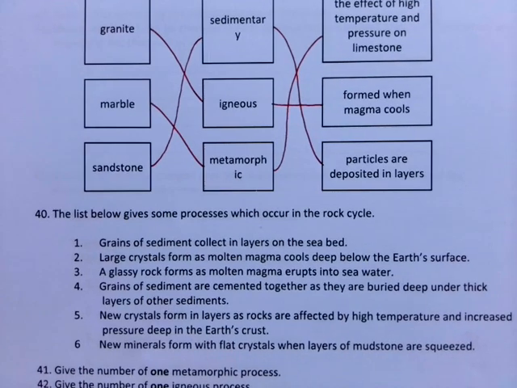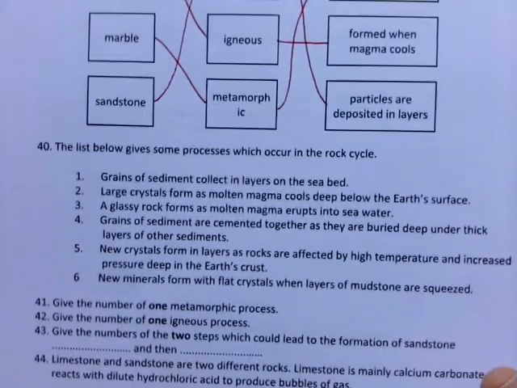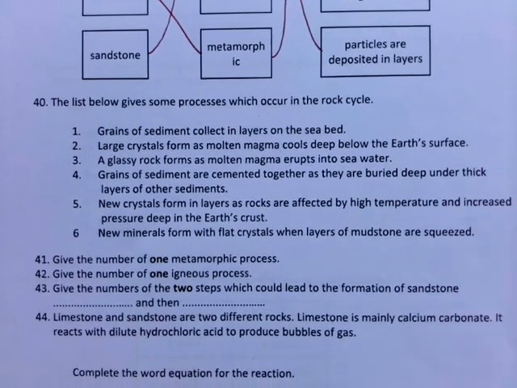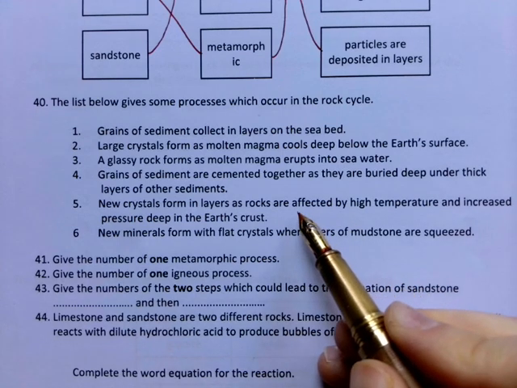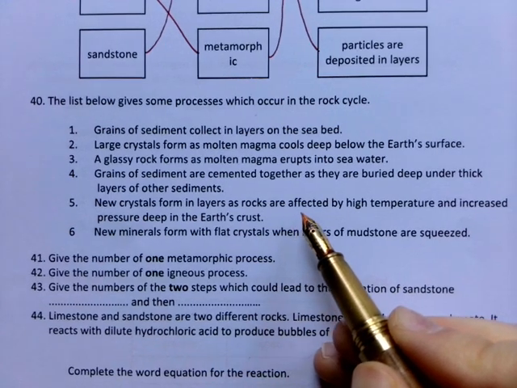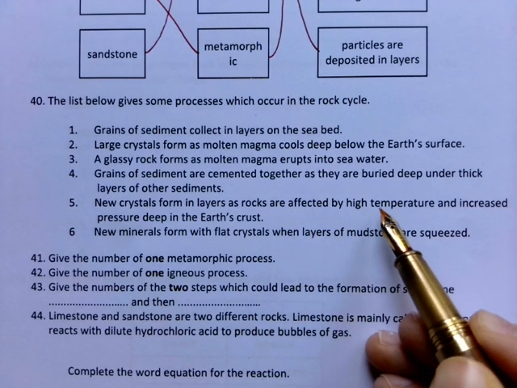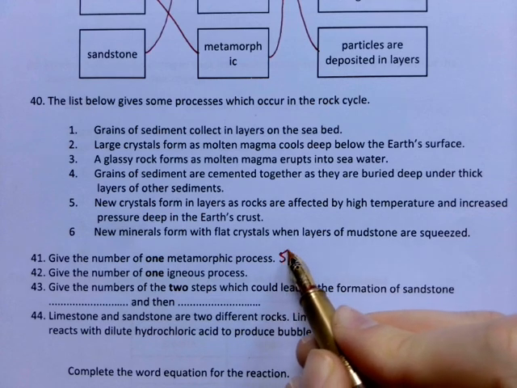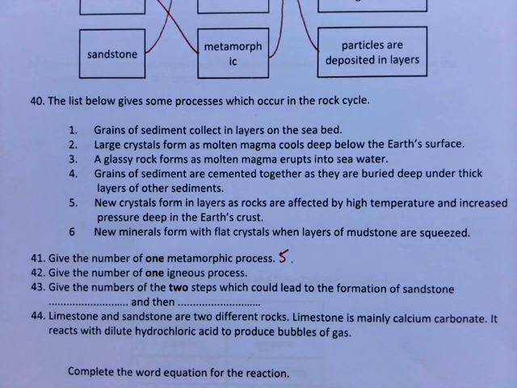The list below gives some processes which occur in the rock cycle. Give the number of one metamorphic process. Okay, so metamorphic, we're making things like marble, we're thinking about high heat and pressure. Here we go. New crystals form in layers as rocks are affected by high temperature and increased pressure. So number 5, that would be a metamorphic process.